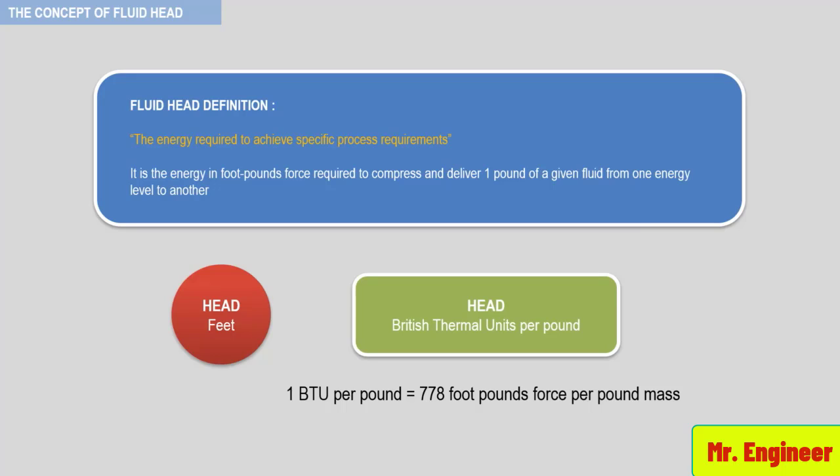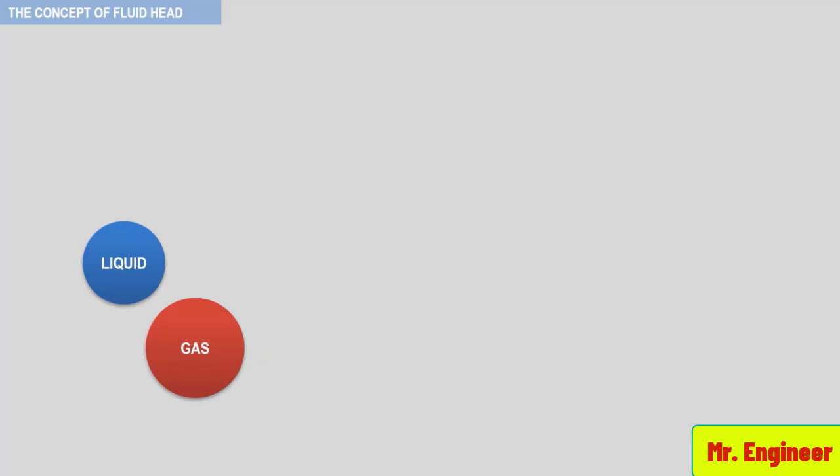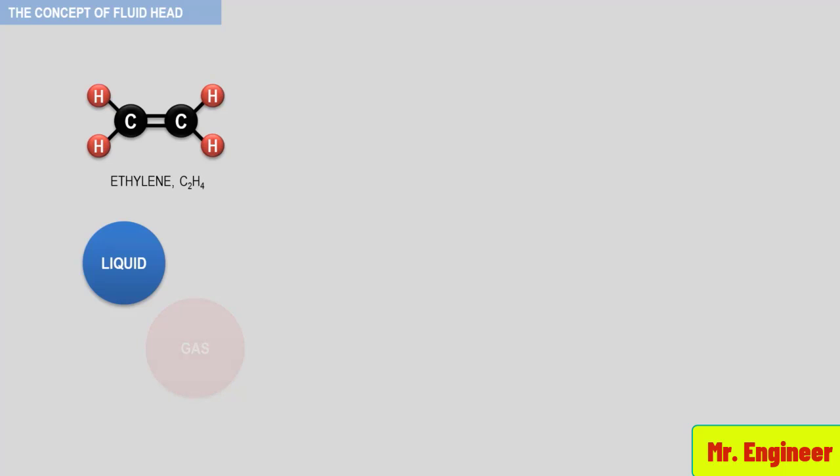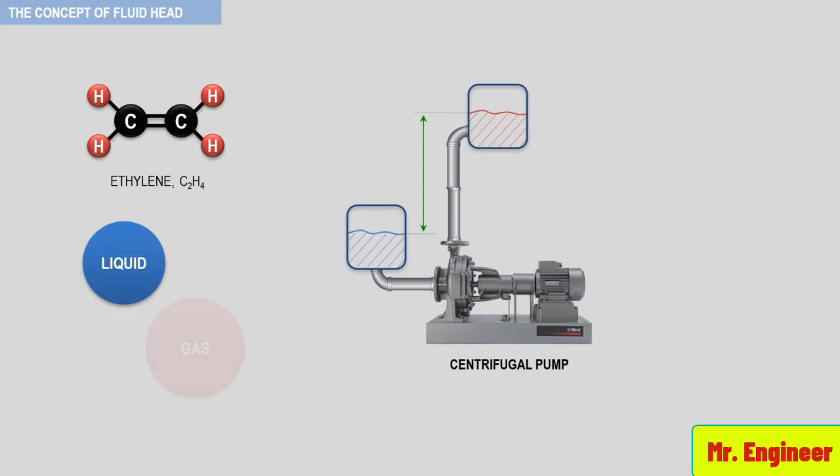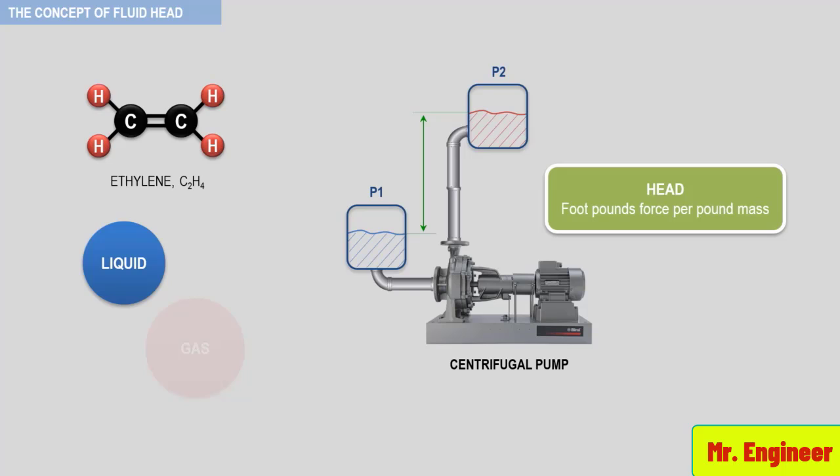Remember, when we deal with fluid head, a fluid can be either a liquid or a gas, depending upon the conditions of the fluid at that time. Ethylene, for instance, can be either a liquid or a gas, depending on its pressure and temperature. If it is a liquid, then an ethylene pump, as depicted here, will be used, and the energy required to increase the pressure of the liquid from P1 to P2 will be defined as head in foot-pound force per pound mass of ethylene.